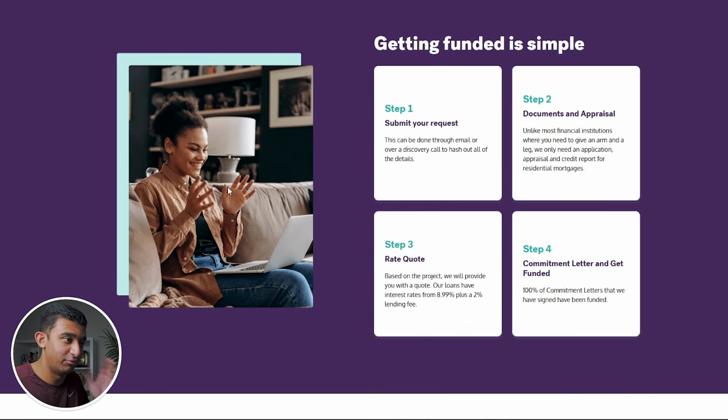This is what we did for Ryden, where we highlighted step 1, you submit your request. Step 2, you just give us a couple documents and appraisal. Step 3, we're going to give you a rate quote. And then step 4 is a commitment letter and getting funded. And the headline there, getting funded, is simple. All it takes is 4 simple, easy steps and you're good to go.